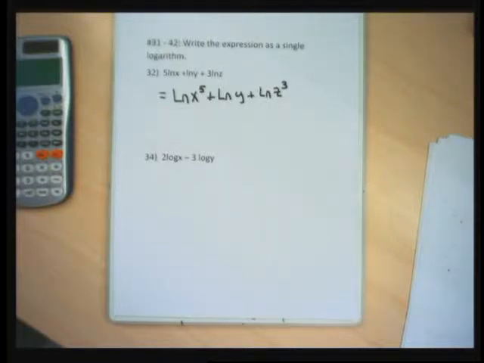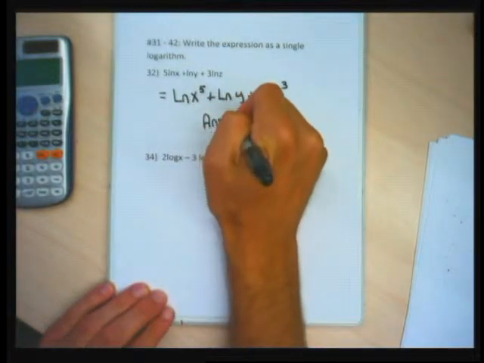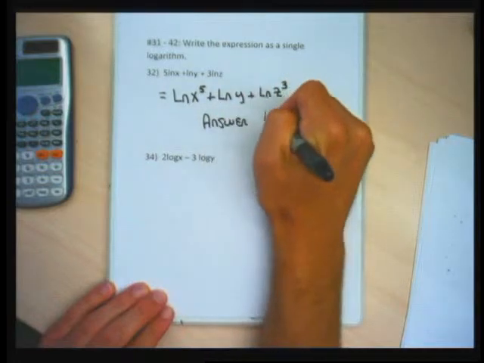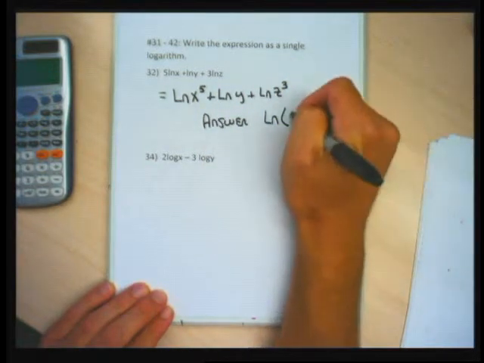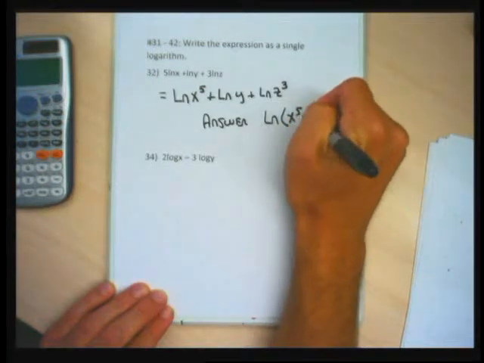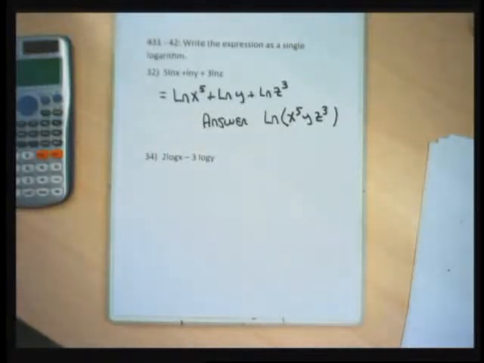Now I can make the 3 logarithms into one. I look at the signs. I don't see any minus signs, so I know I don't need a division. It's all multiplication. My answer to this problem, rewriting the expression as a single logarithm, is going to be a logarithm base e, or natural log, and I'm just going to have an x to the 5th, a y, and a z cubed, all multiplying, no fractions because there were no minuses.